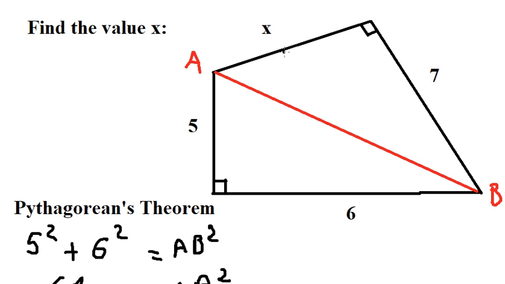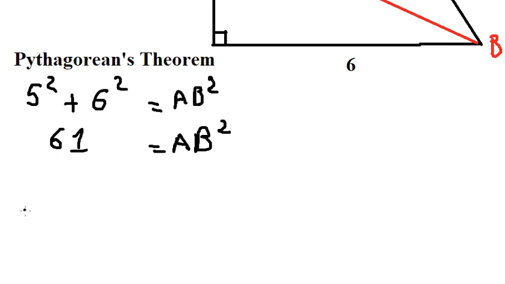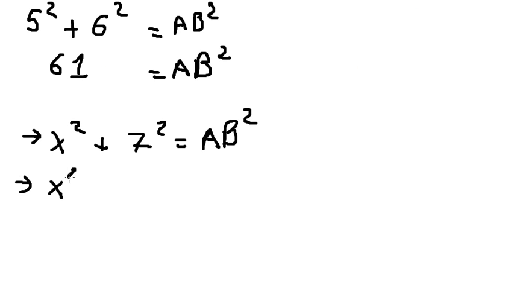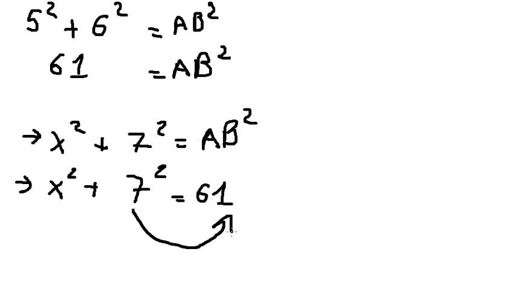Now let's go to the second triangle. We have 7, AB and the right angle in here. So we apply the same formula. We know that AB squared is 61, so I will put 61 here. I will put this one to the right.